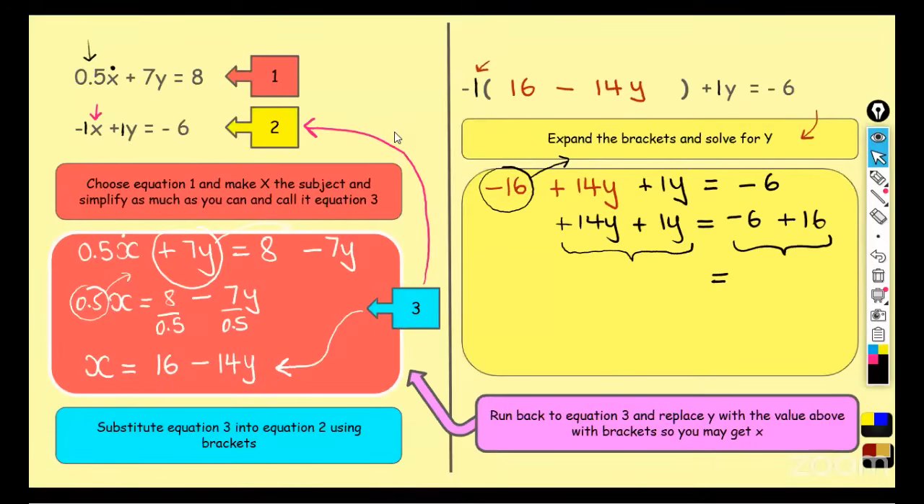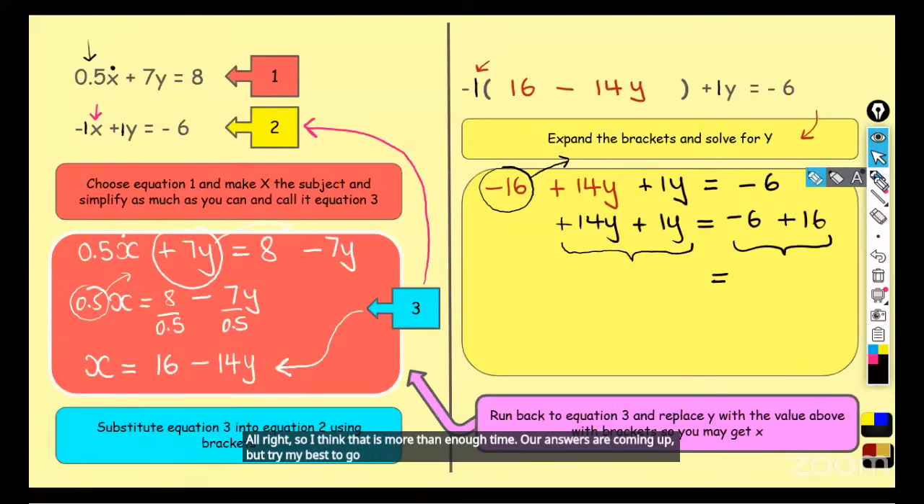All right, so I think that is more than enough time. Our answers are coming up. I try my best to go through all the messages and questions, but you can imagine how much there is on my end. I think I have literally 500 plus messages. I can't keep up, to be honest. But let's see what we can do here.